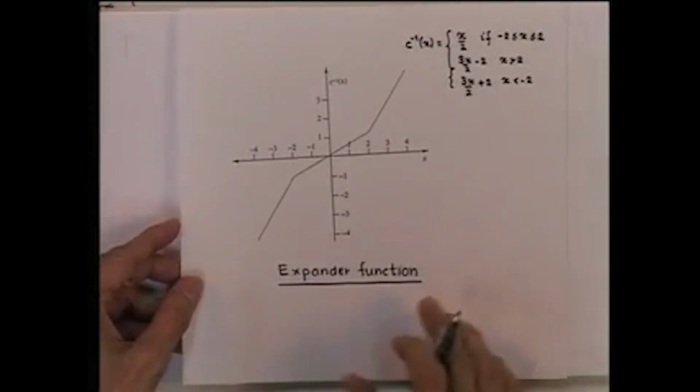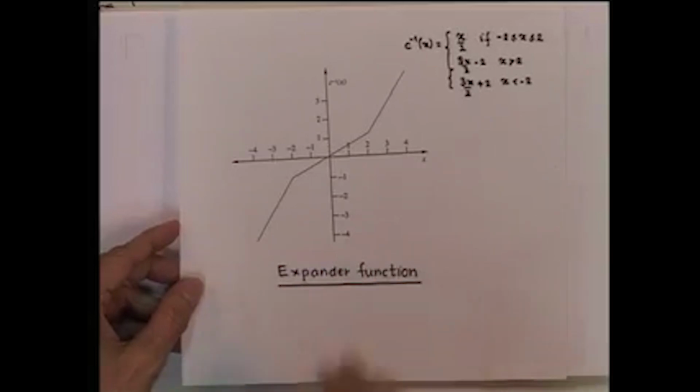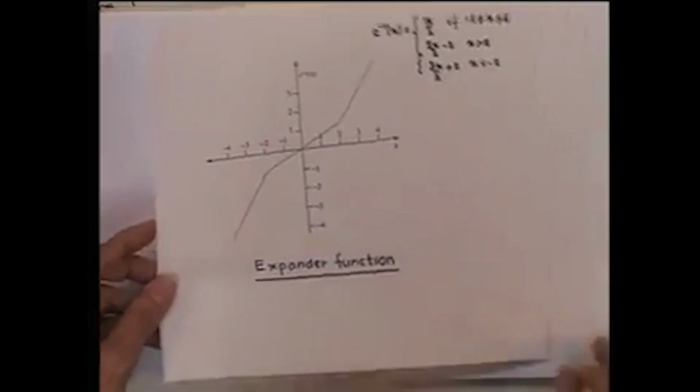So, between compressor and the expander, we have the uniform quantizer, and that is shown here.